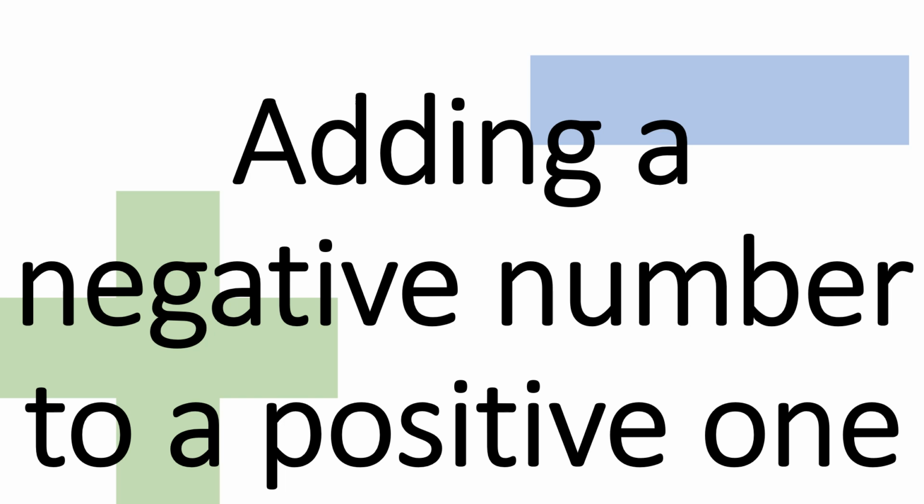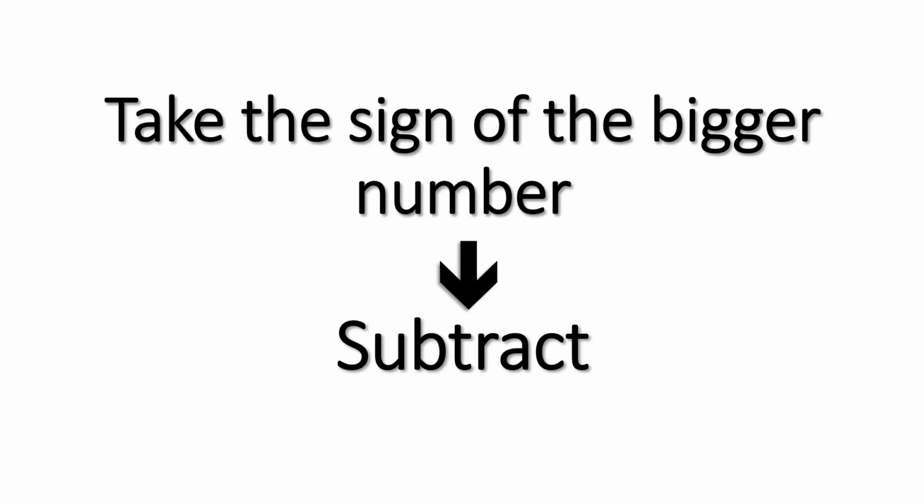Hi everyone, in this video we will be adding a negative number to a positive one. So we are adding. One of the ways is to use a number line, or in this case, we can take the sign of the bigger number and then subtract. We will see an example.